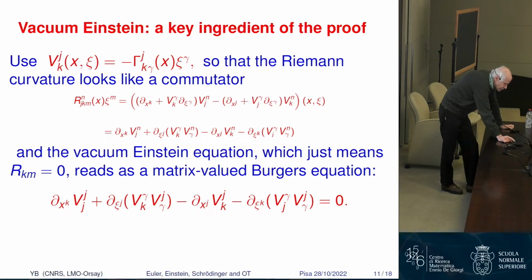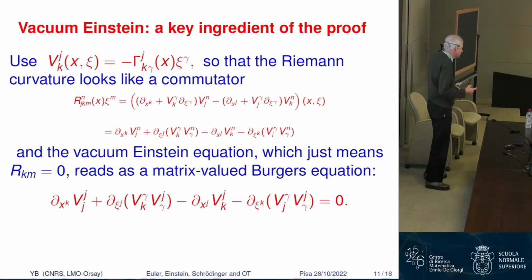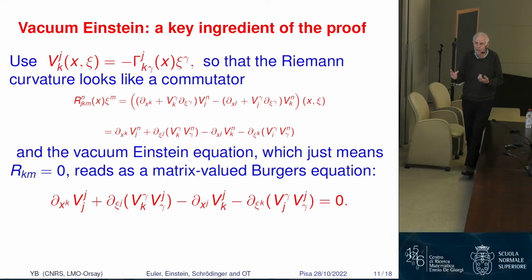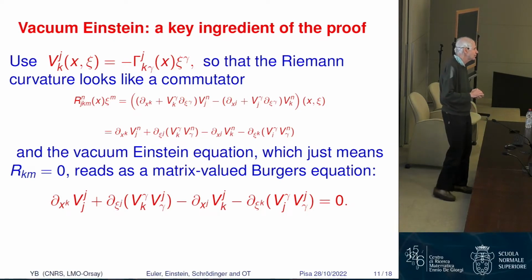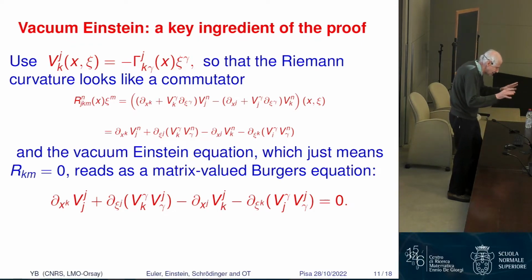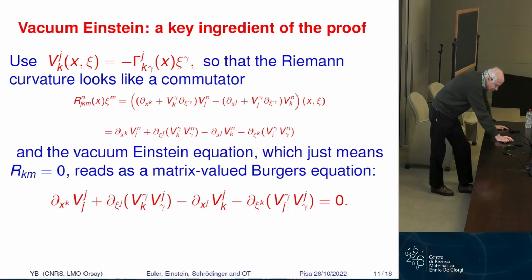Okay, so of course, if you are really careful, you see that something is missing, because an important piece of information is that the connection should be the Levi-Civita connection associated to the metric. So there is some need to say something about the metric. But we will see that this comes up automatically through the method I'm going to explain in the simpler situation of the Schrödinger equation.